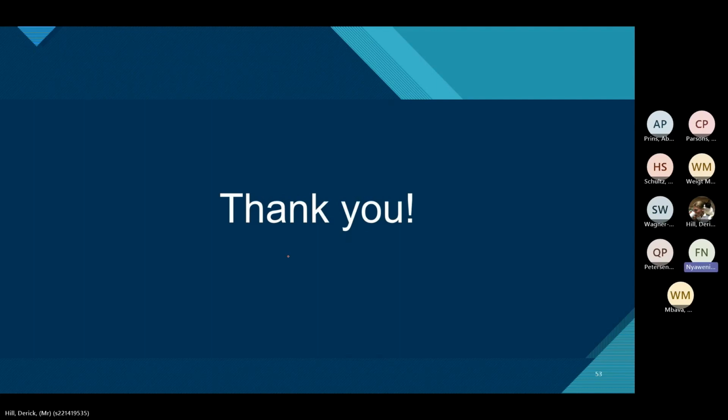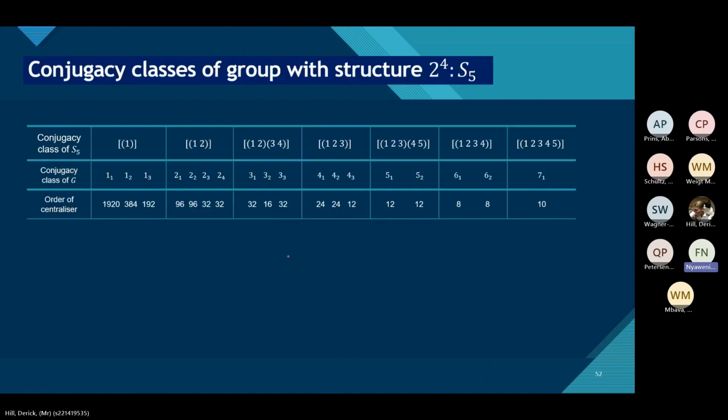Just a question which I have about the orbit stabilizer. How does the orbit stabilizer theorem quantify the relationship between the size of the orbit and the size of the stabilizer subgroup?